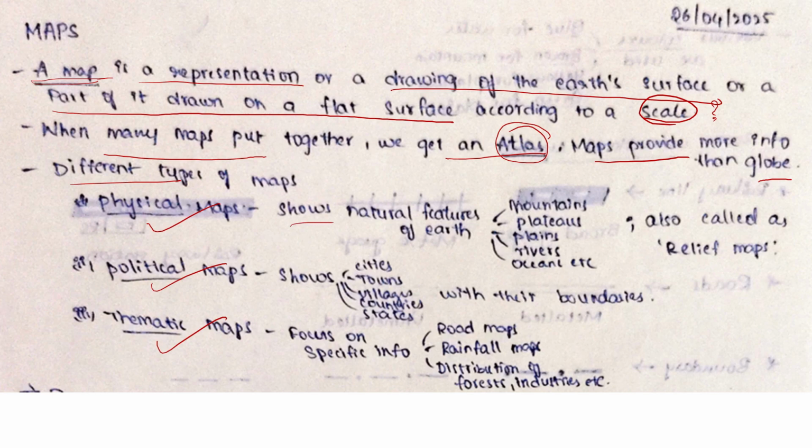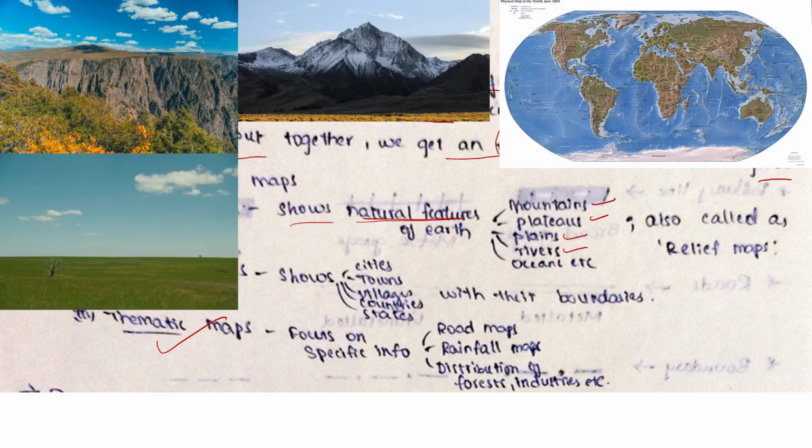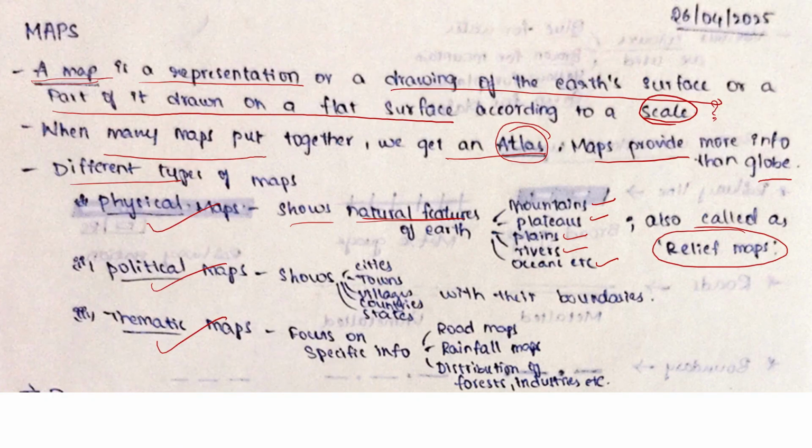A physical map shows the natural features of the earth, such as mountains, plateaus, plains, rivers, oceans, etc. And these physical maps are also called relief maps. Now, what is relief? Relief is nothing but the variation in elevation and slope of the earth's surface, which defines the shape of the land, which results in mountains, plateaus, plains, etc.